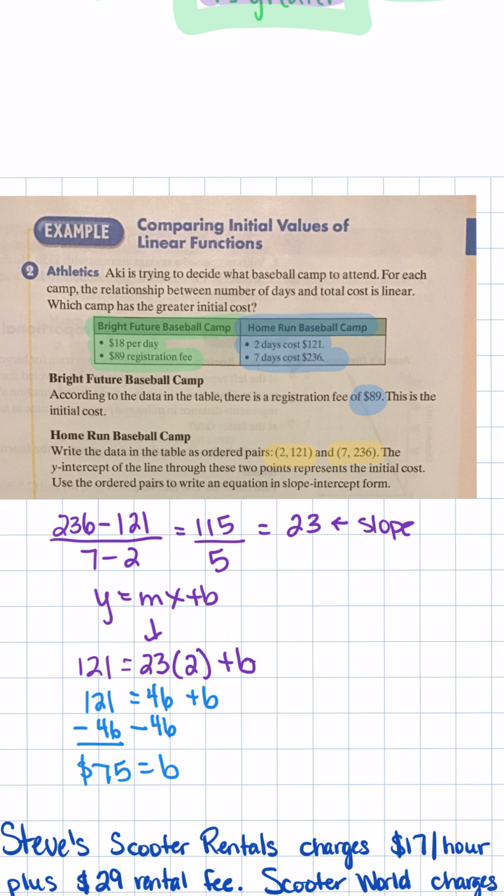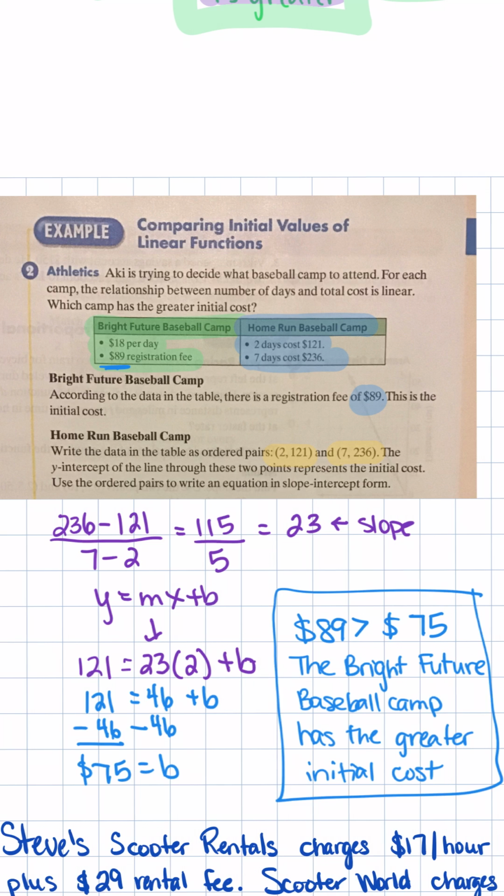So since the registration fee for the first one is $89, if we compare those two numbers, 89 is bigger than 75. So the Bright Future Baseball Camp has the greater initial cost. And that is our answer.